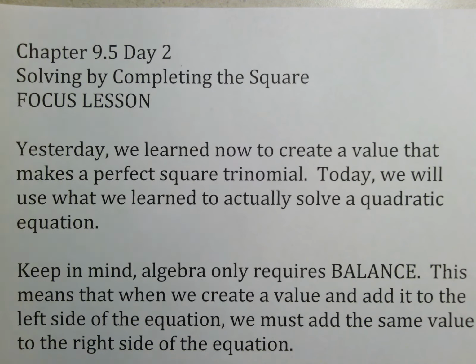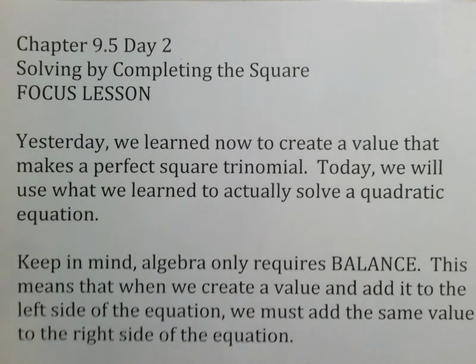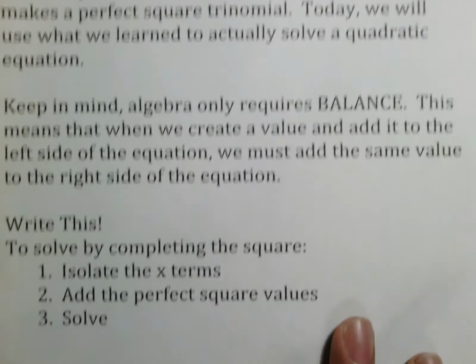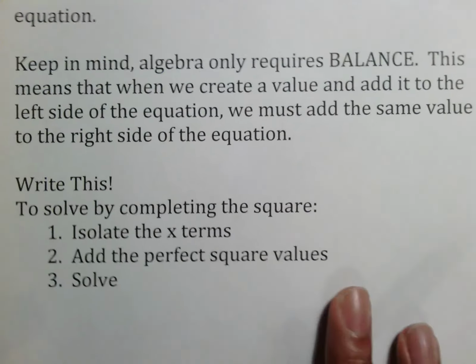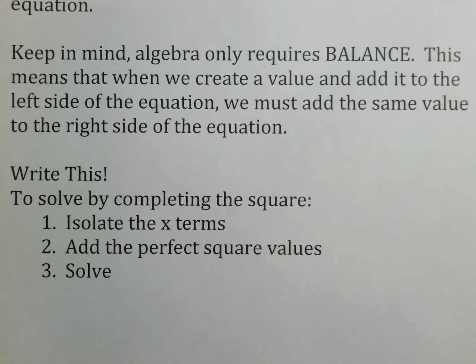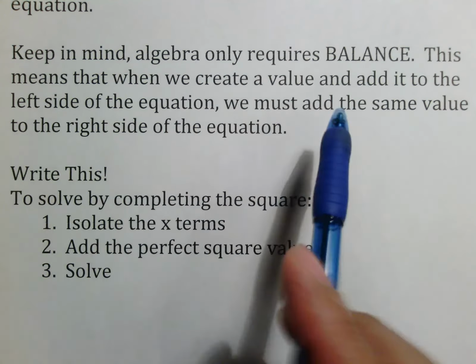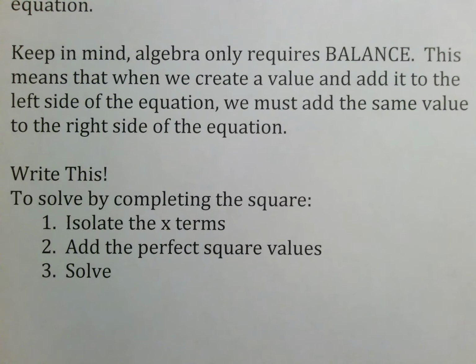Now keep in mind, in terms of solving, Monday we learned how to solve using algebra. Tuesday we learned how to solve using factoring. Now we're going to be talking about solving by completing the square. Keep in mind that algebra only really requires balance. So you can make whatever decision you want as long as it is a balanced decision and you don't break the rules of balance. So what it means is that we can create a value and add it to the left side of the equation as long as we offset it by adding the same value to the right side.